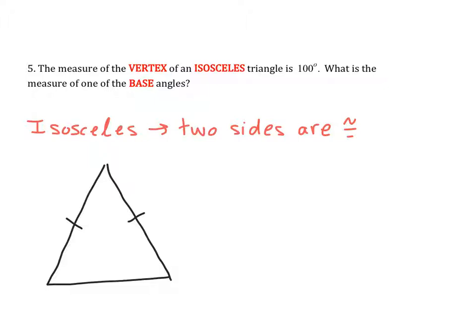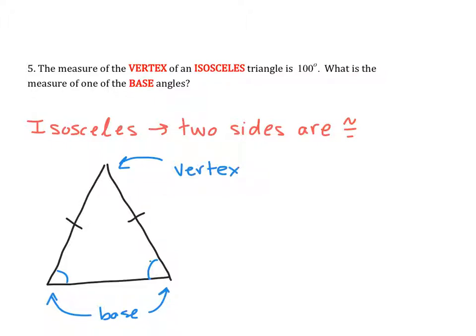And there are specific parts of an isosceles triangle. So these would be your base angles. So your base angles are always across from your congruent sides. And the angle that's between your congruent sides is called your vertex. Now, another nice thing to note about isosceles triangles is since the sides are congruent, the angles opposite them are also congruent. So that's always going to be true.